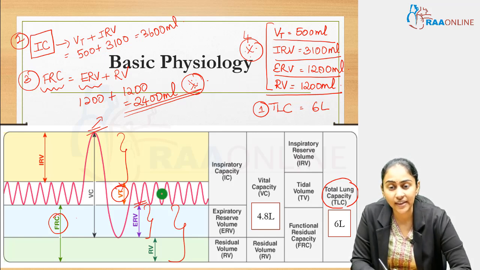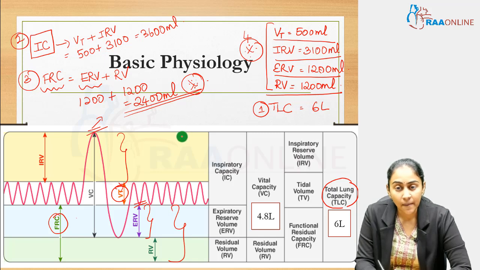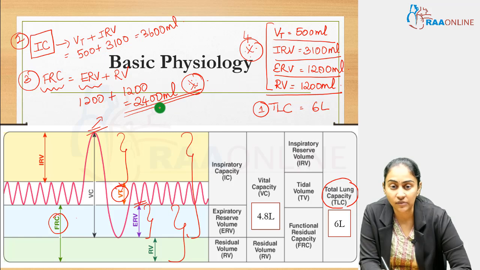Now, what is vital capacity? Vital capacity is basically a sum of three different volumes.